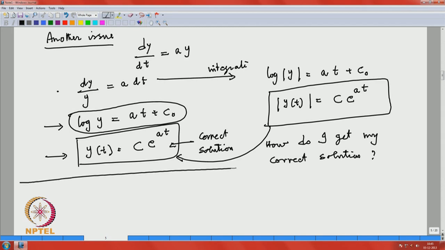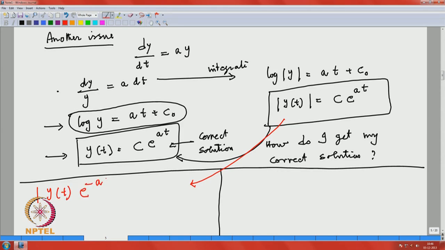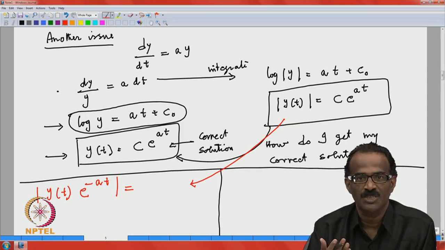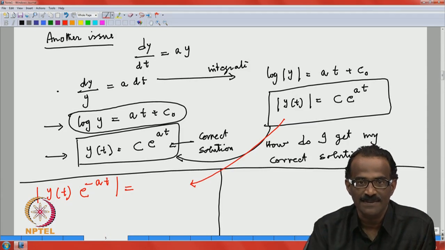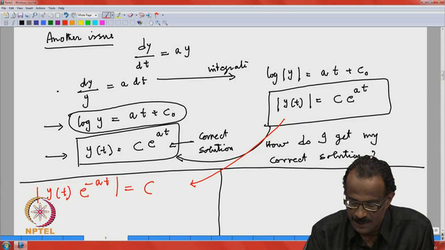Here is something I want to dwell upon. Write this as modulus of y of t into e power minus a t. These are simple things, but the difficult things are the combination of simple and easy things. There is nothing like difficulty per se. If you put all your simple and easy things together, things look very difficult. So it is any student's job or any teacher's job to understand things in the easiest way possible. So here you have a constant.